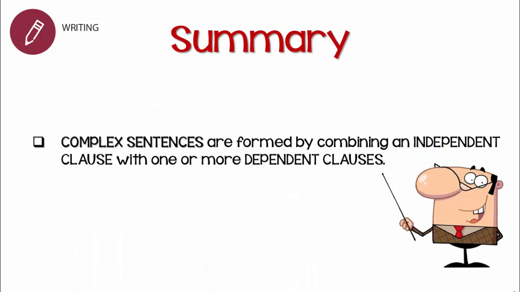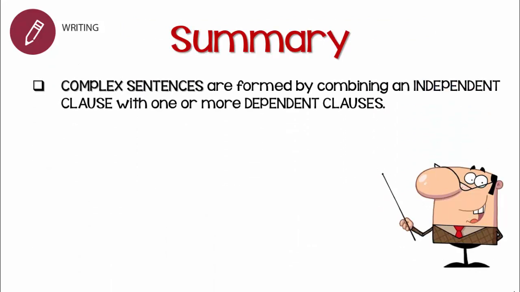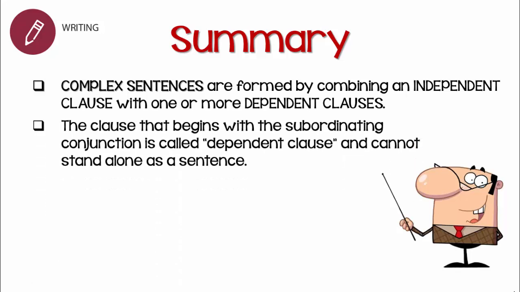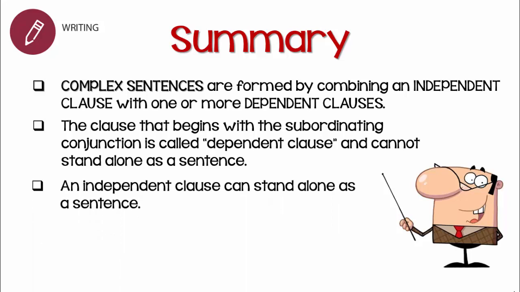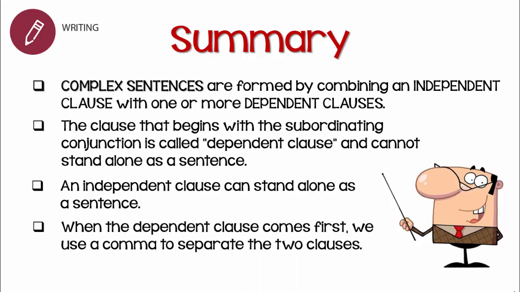In summary, complex sentences are formed by combining an independent clause with one or more dependent clauses. The clause that begins with a subordinating conjunction is called a dependent clause and cannot stand alone as a sentence. An independent clause can stand alone as a sentence. When the dependent clause comes first, we use a comma to separate the two clauses.